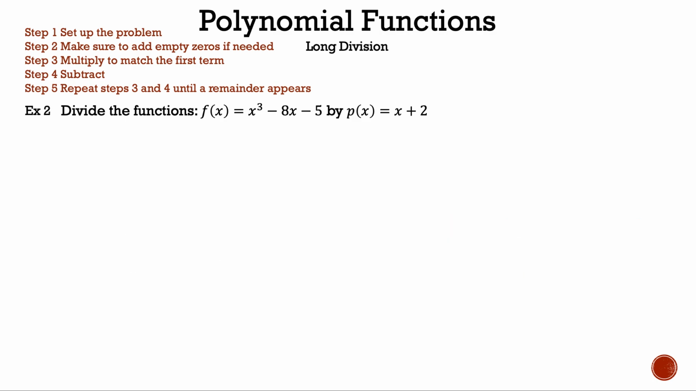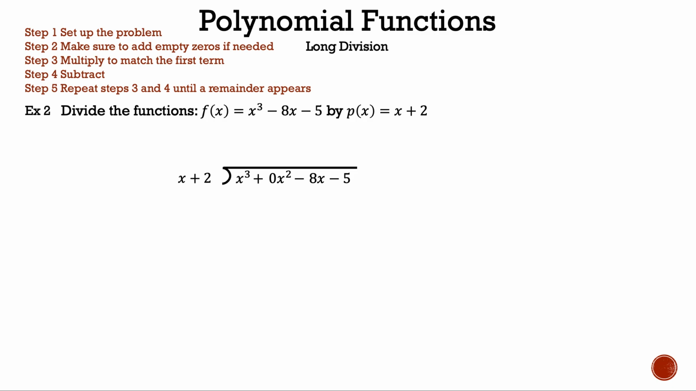Now, let's read the question. Divide the functions f of x is equal to x cubed minus 8x minus 5 by p of x is equal to x plus 2. Let's go ahead and set up our problem. So let's put the dividend x cubed plus 0x squared minus 8x minus 5 under the long division symbol, and the divisor x plus 2 outside the long division symbol.